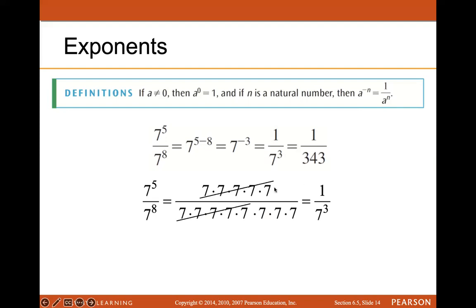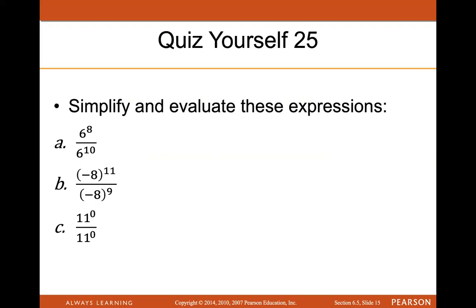Here's why that rule makes sense. 7 to the 5th divided by 7 to the 8th, you have 5 copies of 7 in the numerator. You have 8 copies of 7 in the denominator. You cancel out 5 copies of 7. You're left with 3 copies of 7 in the denominator. So that's why you get 1 over 7 to the 3rd. All right, here is a quiz yourself, which I will also put separately in a PDF.